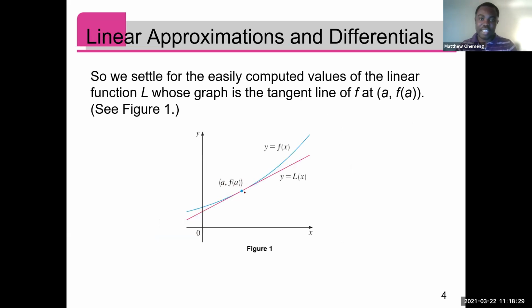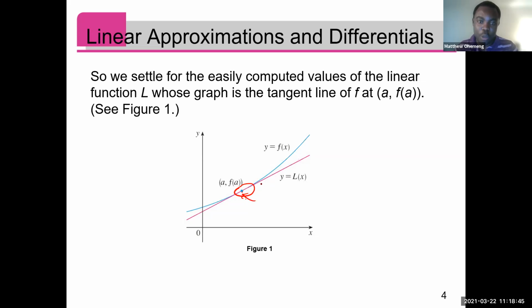This is a sketch showing what is happening. As you can see, this is the point of tangency. At this point, in the neighborhood, very, very close, you see that this tangent line, which is in red, is very, very close to the blue line, which is the actual curve.